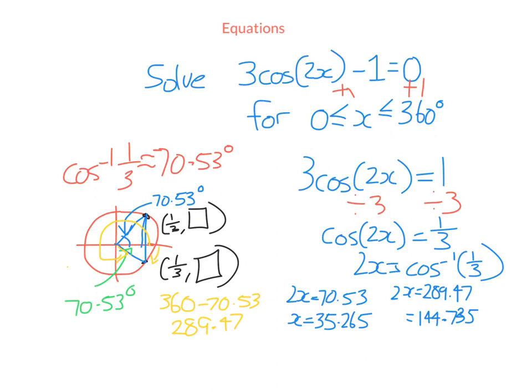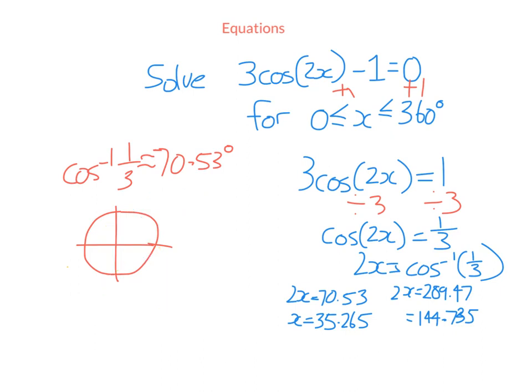So I found two possible values for x that, if I insert them into that equation, make it true. Now I want to find all solutions between 0 and 360. It turns out that there are more. So to investigate this, I need to rub this out. Please pause and copy it down if you need. So I found cos inverse of a third is 70.53. I also found that it could be 289.47.